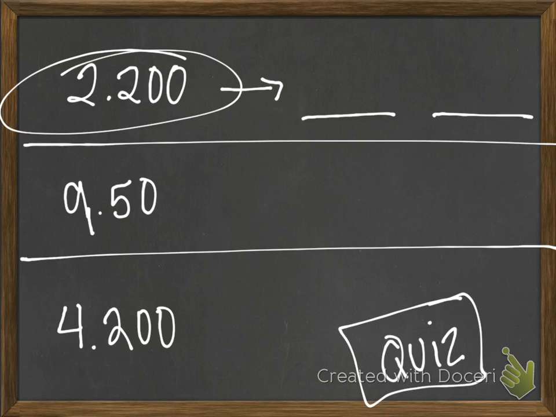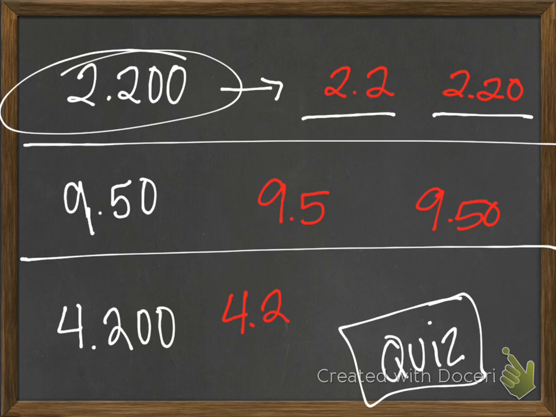So possible answers for this first one, you could have taken off both zeros on the back and made 2.2. You could have taken off 1 zero off the back, and it would have been equivalent. The next one, you could take the 0 off the back and make it 9.5, or we could even add a 0. And on the very last one, we could take both zeros off again. We could take 1 zero off, or we could even add another zero, or 3 zeros, and it won't make a difference.